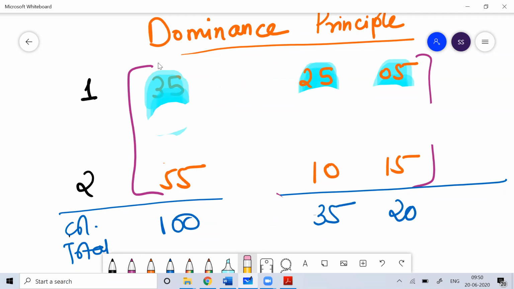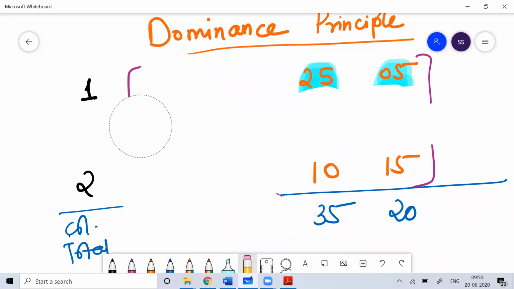Now you can see column 1 and column 2. 35 is more than 25, 55 is more than 10. So again you can delete this column. So now you are left with a 2 by 2 matrix. Now I don't think you can delete, because 25 is more than 5, but 10 is less than 5. So you cannot do anything. Row wise also you cannot do anything.